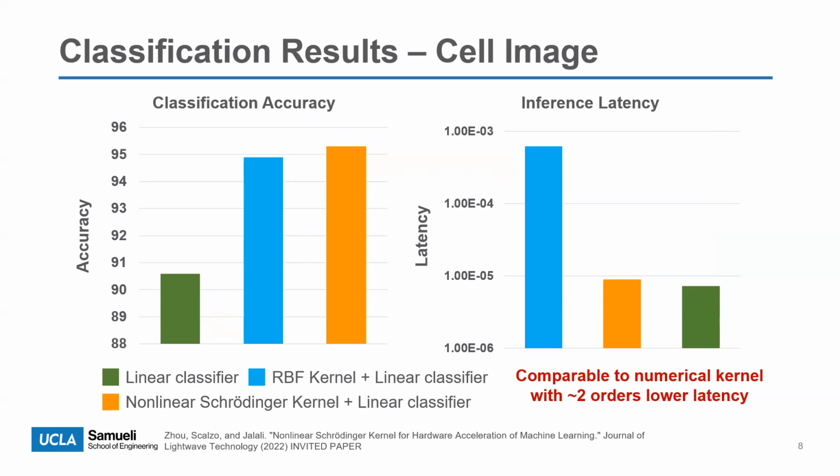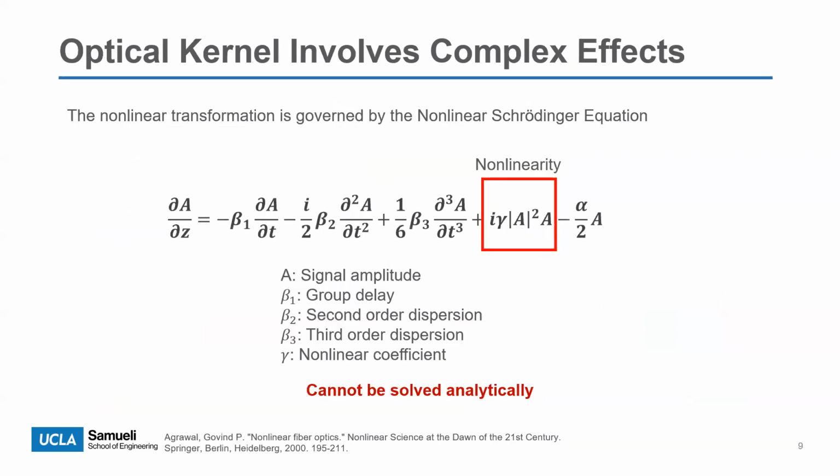However, we also observe that the performance of our kernel is data dependent. That is because there are few ways to tune this physical kernel. To make it more adaptable, we go back to the first principle. Looking at the nonlinear Schrödinger equation that governs the whole transformation, we can see this process is very complicated. There are multiple effects going on, and in order to identify the core effect, we run mathematical simulation to isolate them one by one. For the sake of time, I won't show all the results, but only the important one.